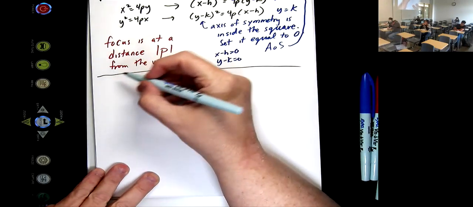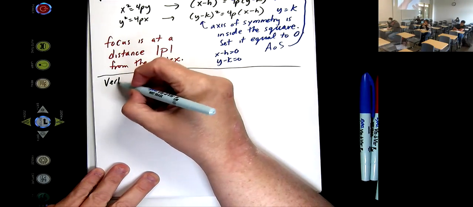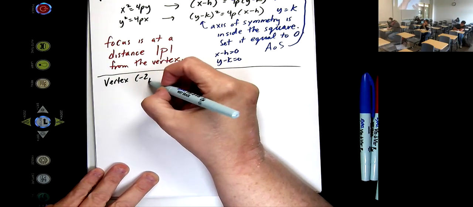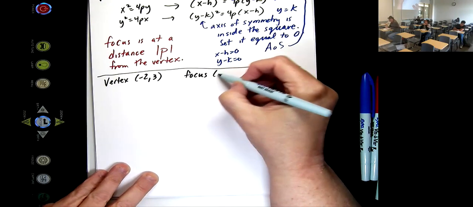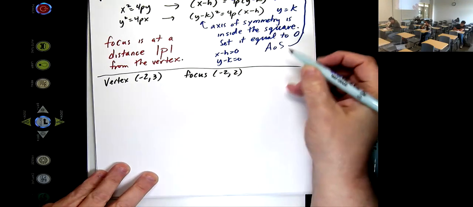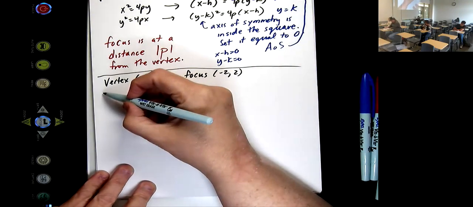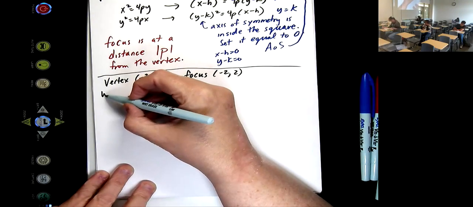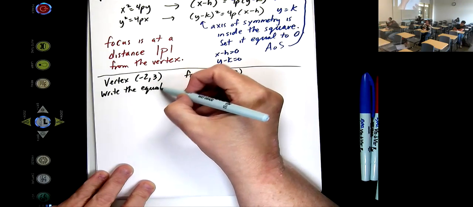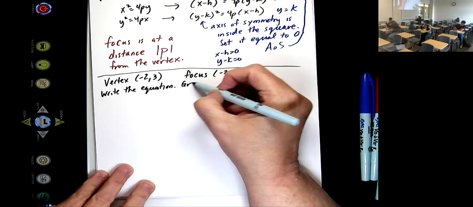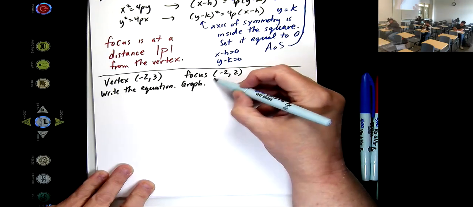So let's say the vertex is at (-2, 3). The focus is at (-2, 2). Let's write the equation. Let's graph it and give domain and range.